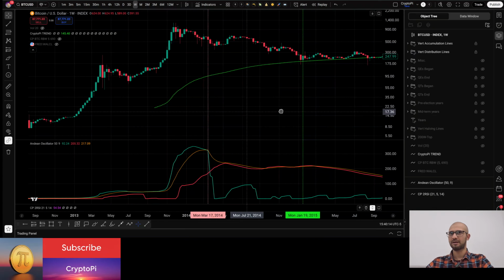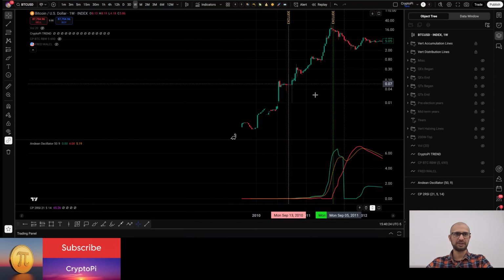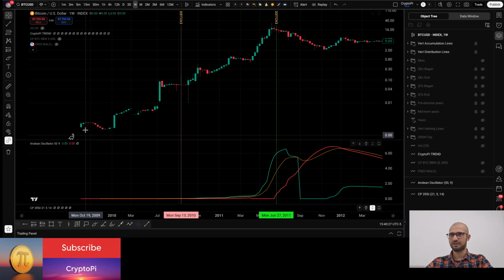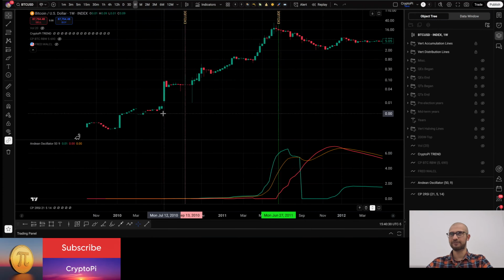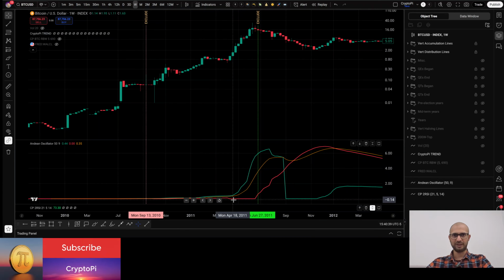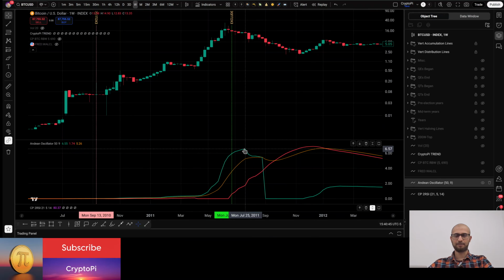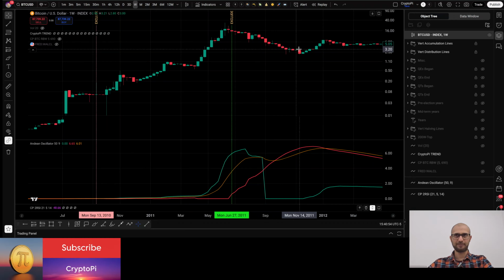Now, this is the first cycle. We are ignoring this one because the price action was pretty new. And probably the indicator was working because there was enough price action for the indicator to work. There were already 50 weeks here. So here, the bullish component, you can see that price was rising. Bullish component was above the signal and above the bearish component. And as soon as the bullish component crossed under the signal and under the bearish component, we saw the first bear market, the proper bear market of Bitcoin.